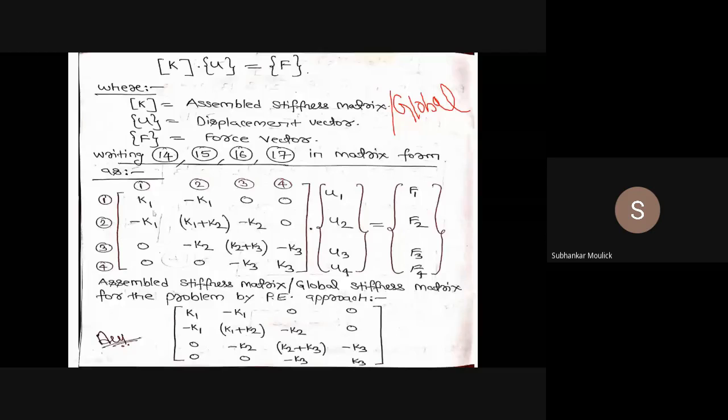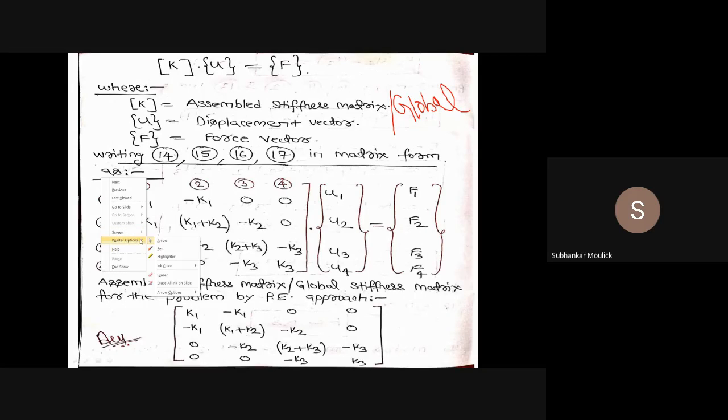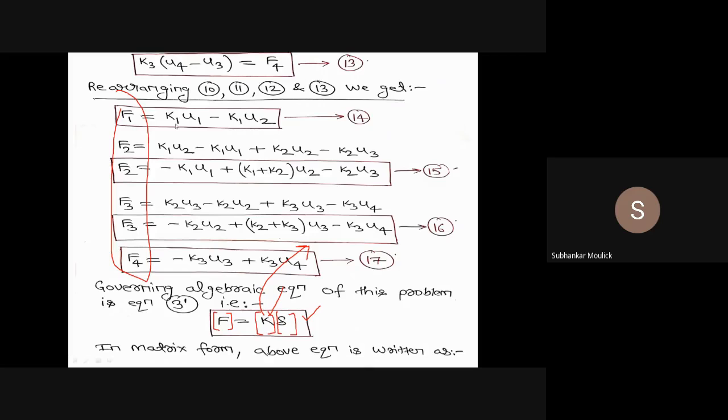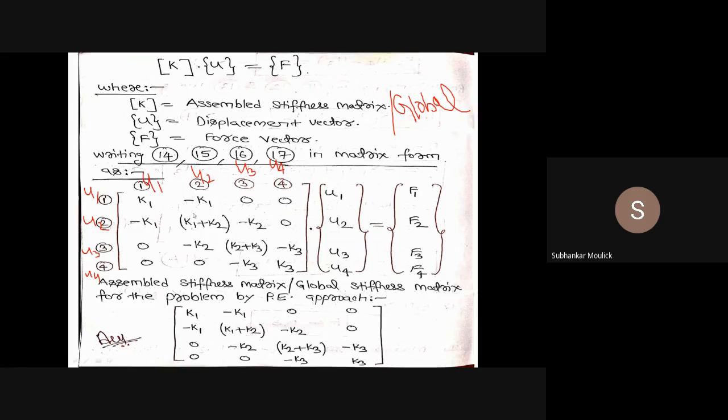Let me write. This is u1, u2, u3, u4, and similarly this is u1, u2, like this. If I write it, there will not be any mistake. So I can write k1, minus k1. There is no u3, neither is there u4, so it will be 0, 0. K1, minus k1, 0, 0. Is the first row clear?